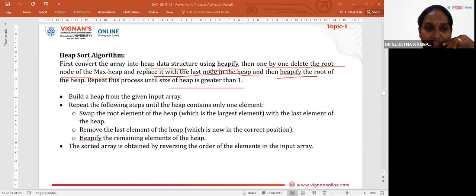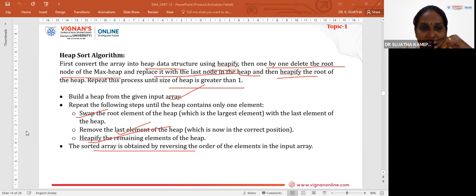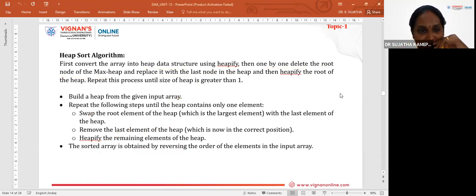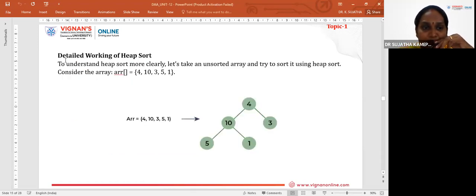Now the same steps are represented here. Build a heap. Next, repeat the steps. What are the steps I am going to repeat? Swap the root element of the heap with the last element of the heap, remove the last element and heapify, then the sorted array will be represented in reverse order. These are the steps that we need to follow for the heap sort algorithm. Here you can see the detailed working of the heap sort algorithm.